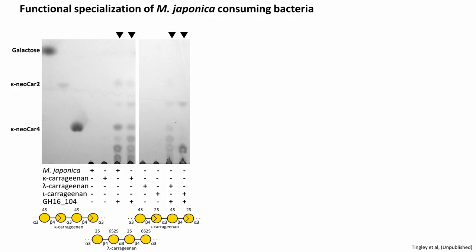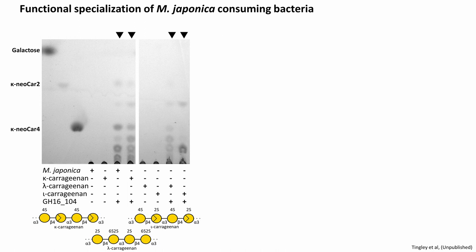So we cloned the enzyme and did some digests, and when we put in the Mazzaella japonica and the kappa carrageenan, our single enzyme we're testing here is actually working quite well, and you're seeing these products are pretty similar. So it's again an agreement that there's a lot of kappa carrageenan in M. japonica. This result was surprising, actually, that we saw activity on iota and then even lambda here, giving different product profiles.